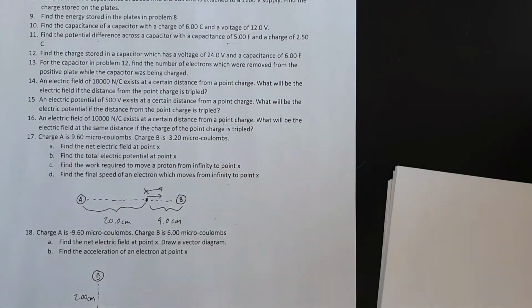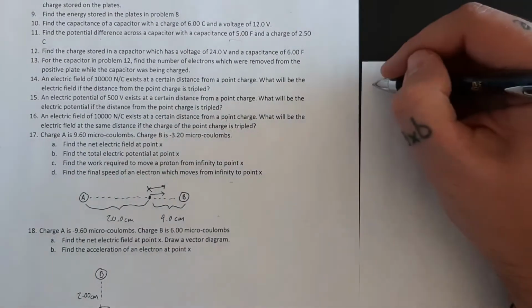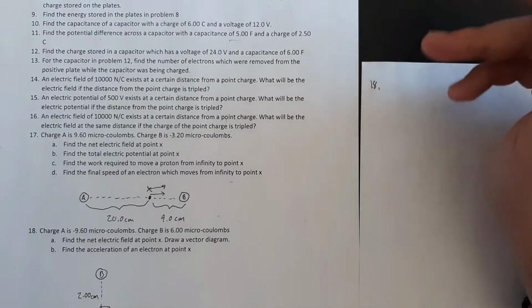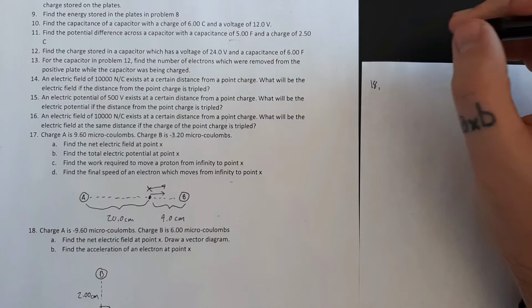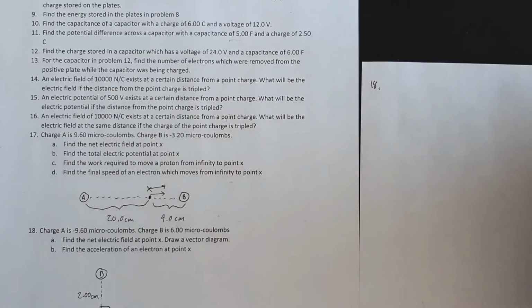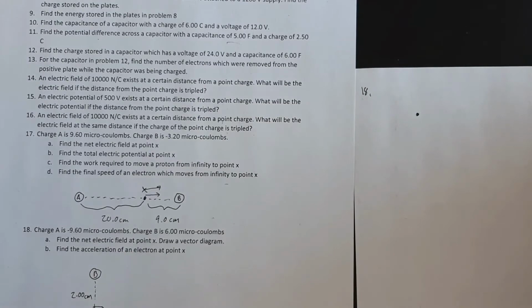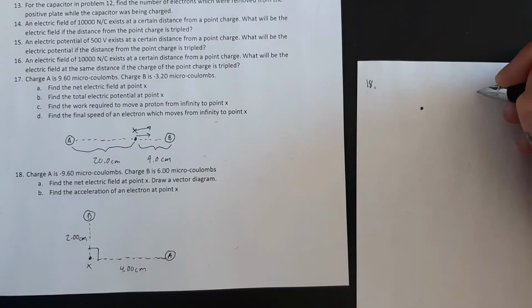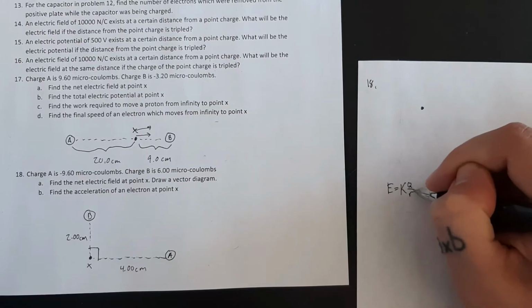So, number 18 now. This is the last one for review number 1. 18, charge A is negative 9.6 microcoulombs. Charge B is 6.0 microcoulombs. Find the net electric field at point X. Draw a vector diagram. Okay, so we've got point X right there. Let's look at charge A first. We're going to be doing the same formula we used on the last one, where our electric field is KQ over R squared.